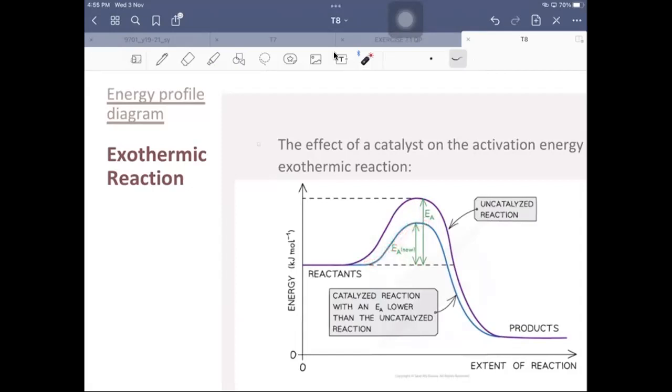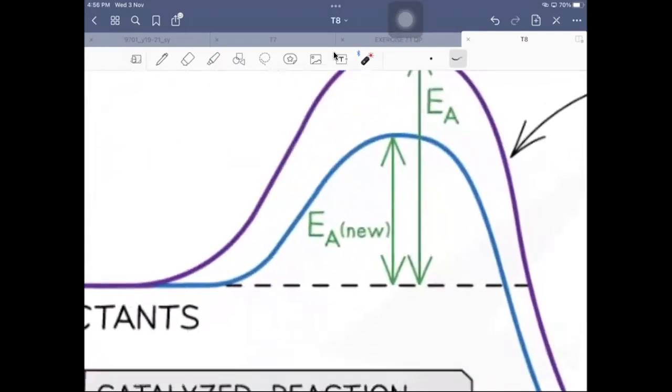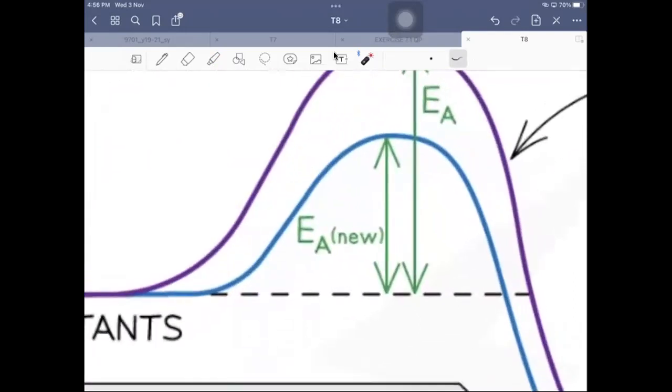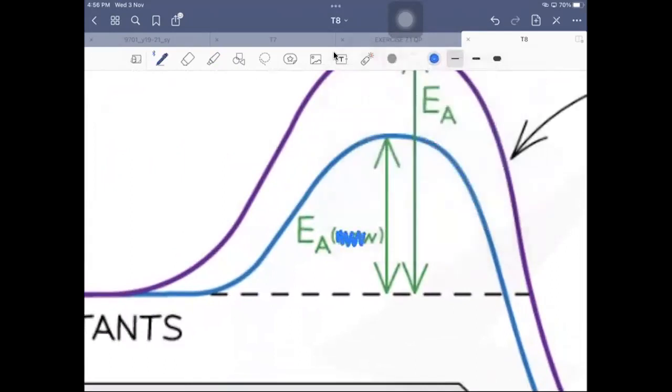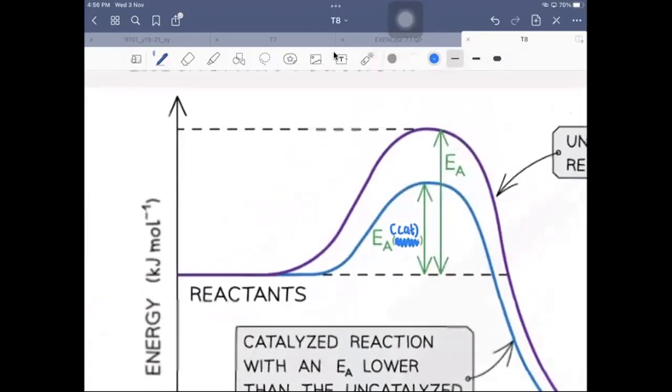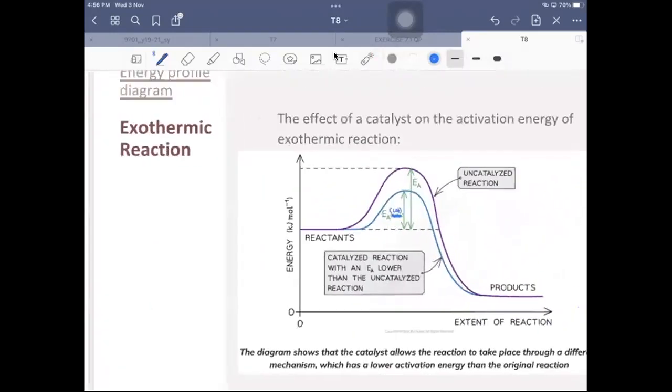Right, so catalyzed reaction with an activation energy lower than the uncatalyzed reaction. So uncatalyzed reaction means just a normal reaction. Okay, so instead of writing down EA new, maybe you can change it to EA catalyzed. That means that there is a catalyst. Okay, EA cat.